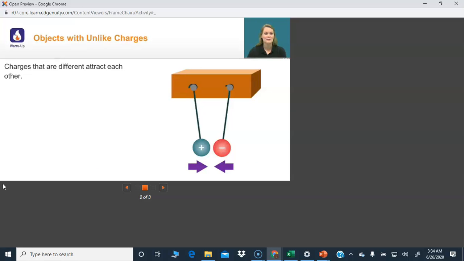But what happens when 2 charged objects with different charges are brought close together? When objects with opposite charges are near each other, they attract or are pulled closer together. So the rule about unlike charges is that they always attract each other.